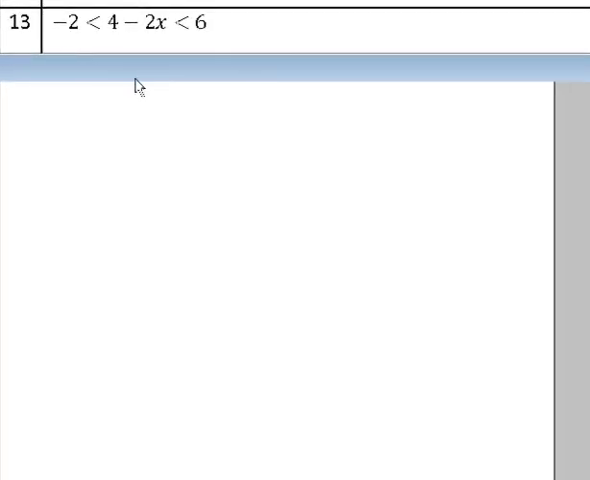This is our last question in review part 2. We're going to solve this double inequality. All right, so let me just rewrite over here.